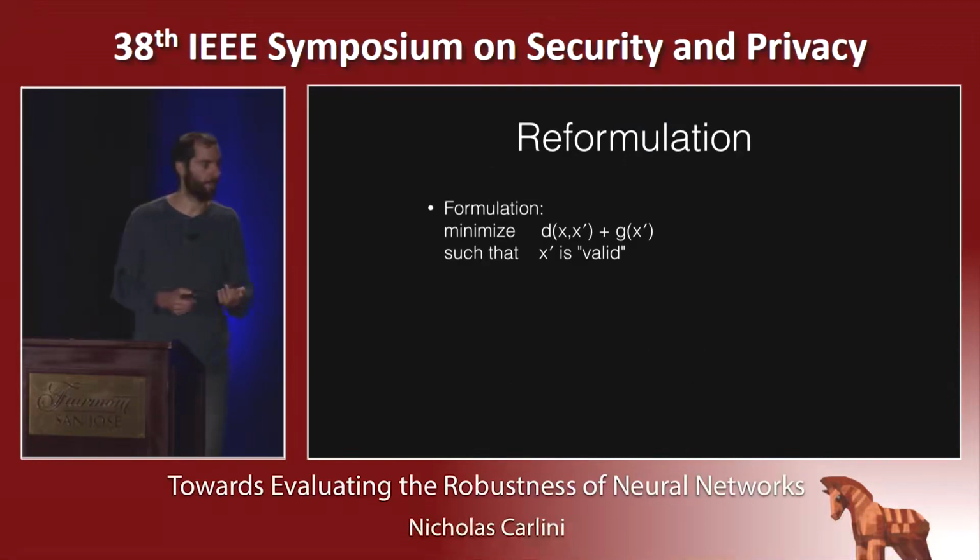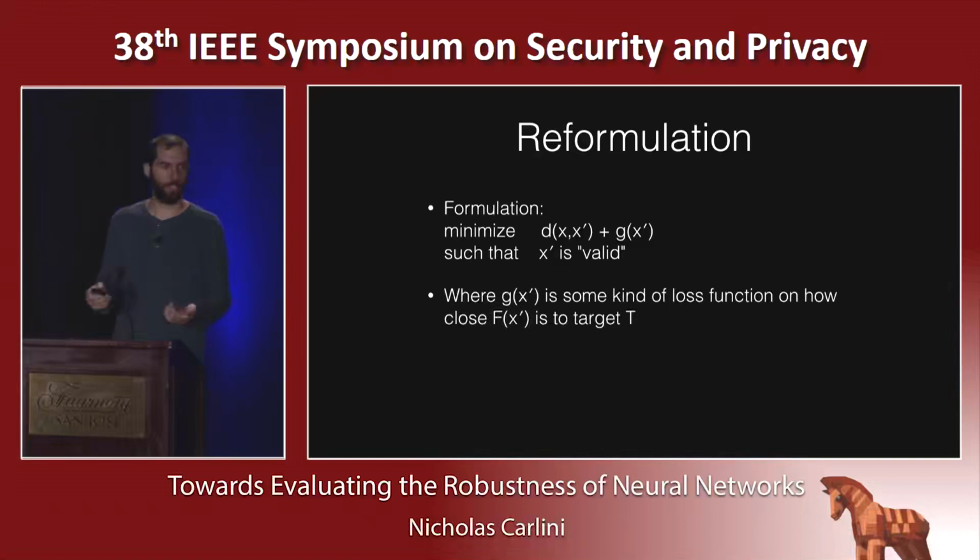We're still going to minimize the distance between the valid image x and the adversarial example x prime, but now we're also going to introduce some new function g, which we're going to apply to the adversarial example x prime. We still have the one constraint that the image is valid, but this is a nice convex region, so that's easy to handle. So the question here is, what is this function g?